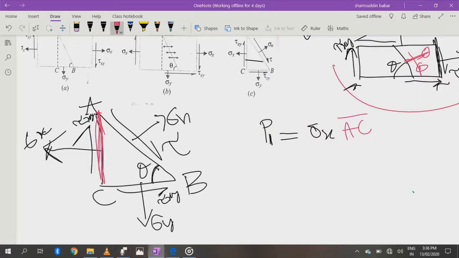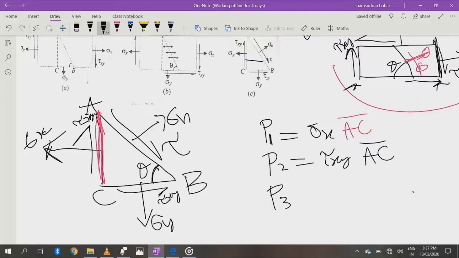So my P1 is equal to stress x into AC. Likewise, I am naming my P2 with a different color. P2 is also equal to stress tau xy into AC. Now definitely this area will also contain thickness. I'm assuming my thickness is just 1 unit, so I don't need to multiply by thickness. I can mention here that it is just unit thickness.